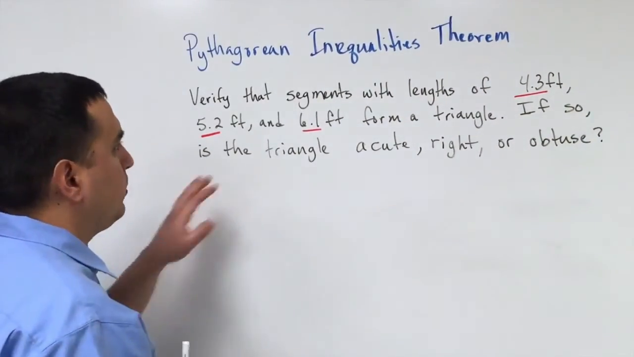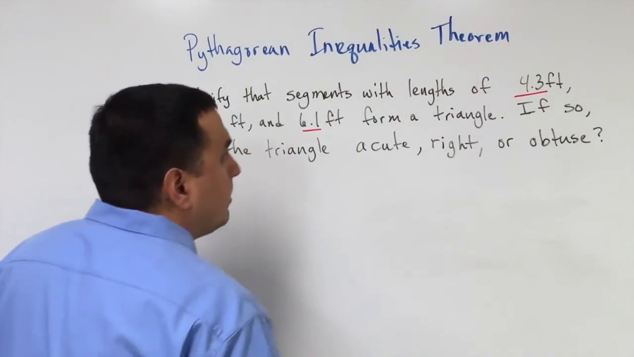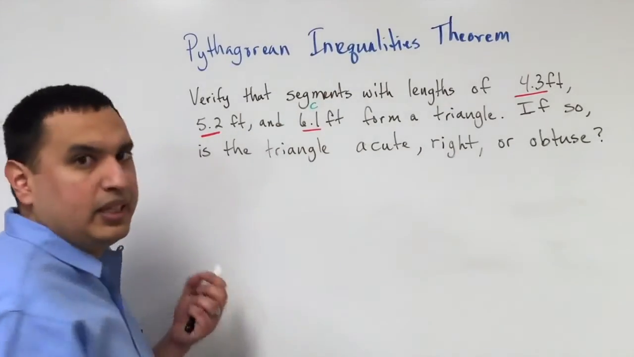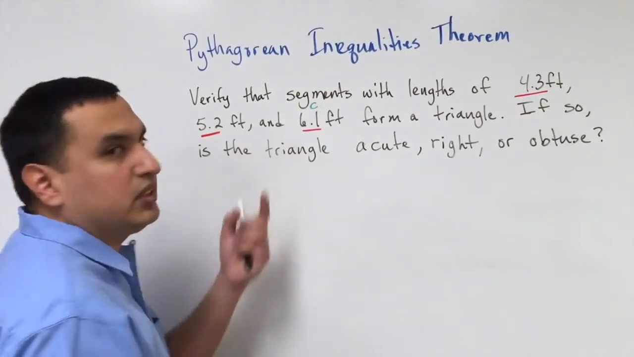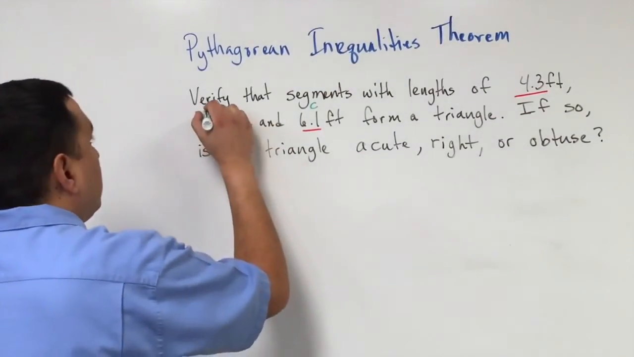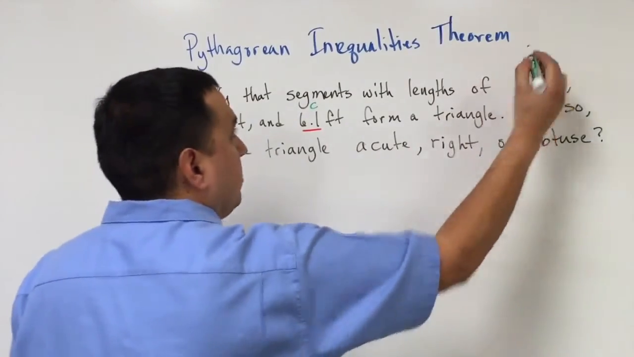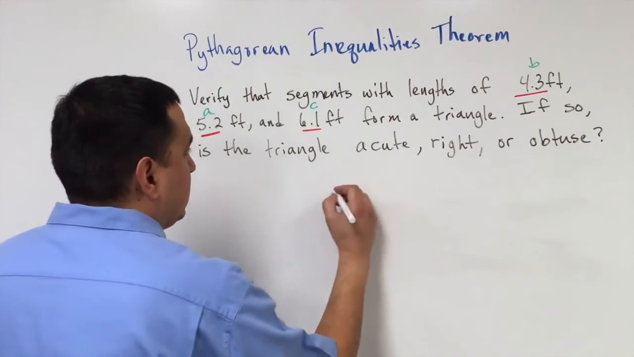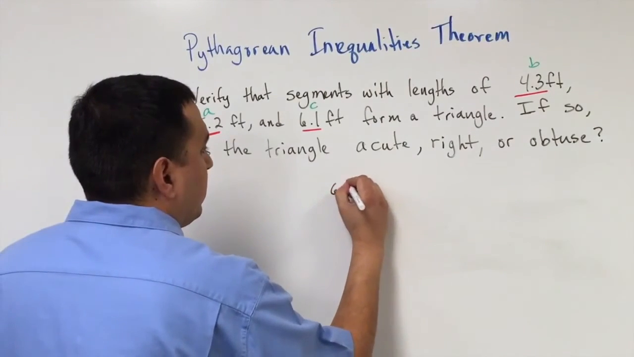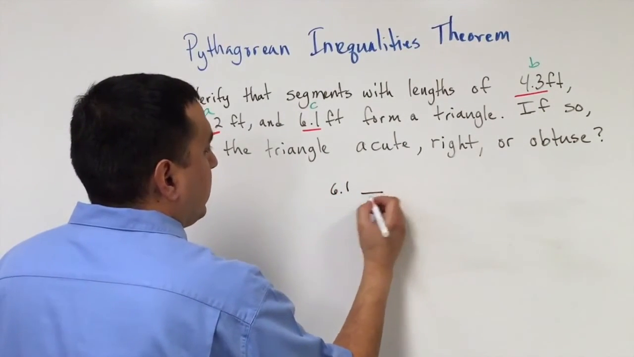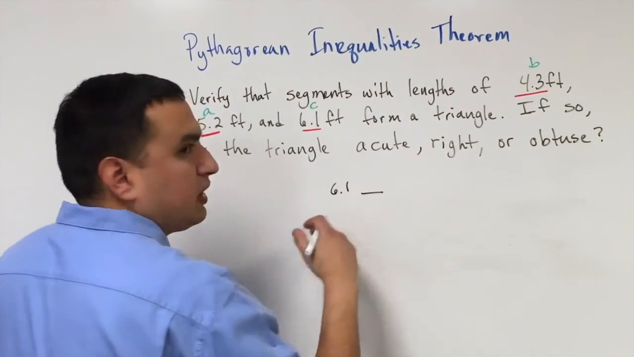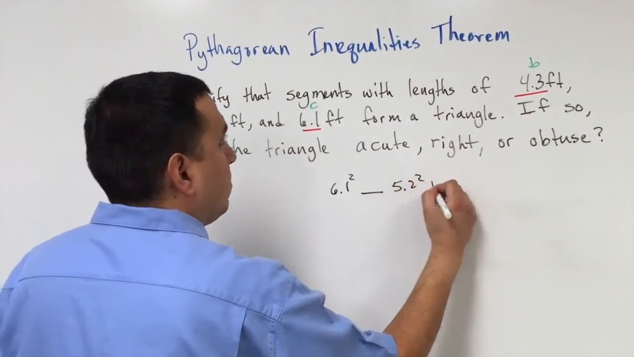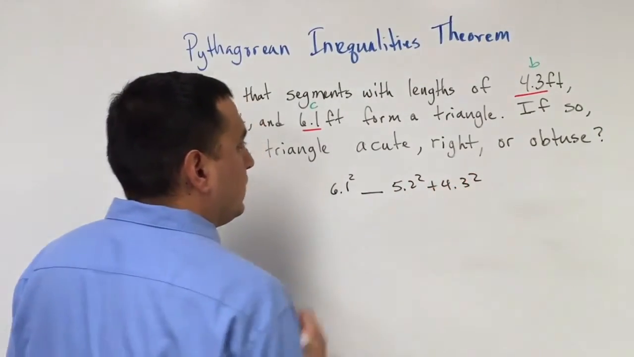All right, so what we want to do is, since 6.1 is our biggest number, that's going to be our c. Remember that it doesn't matter which one's a or b as long as it's not the biggest one. So I'm just going to let this be a and this one be b. I'm going to compare 6.1 squared and figure out if it's greater than, less than, or equal to 5.2 squared plus 4.3 squared.